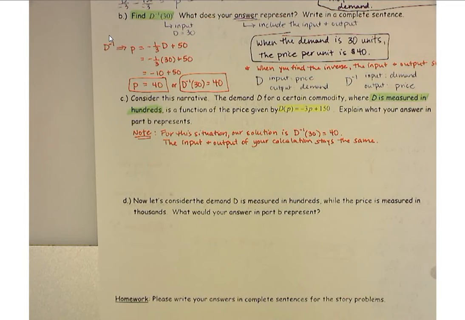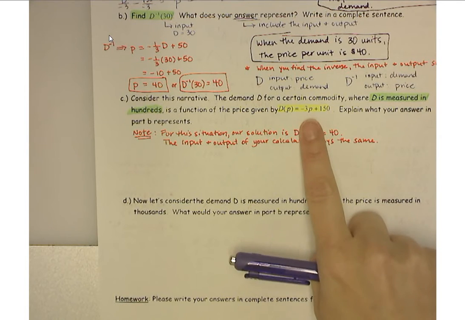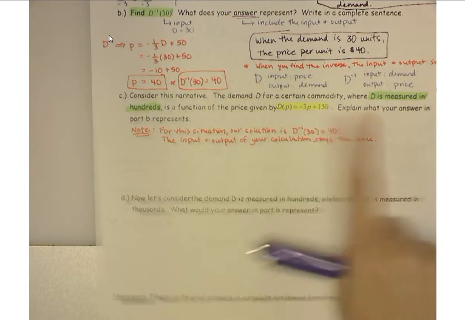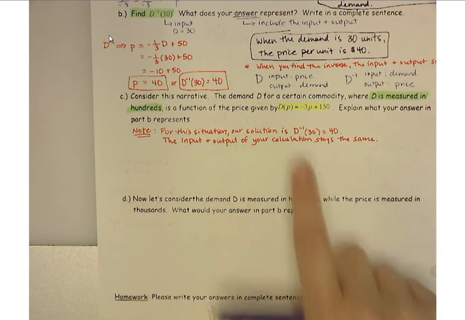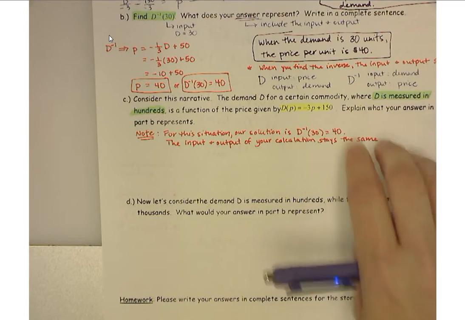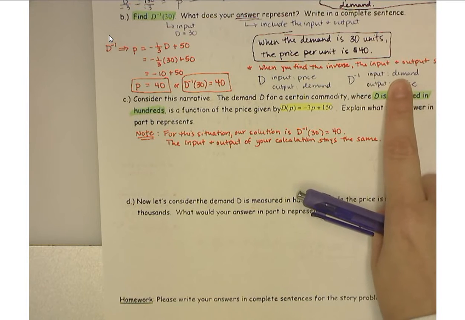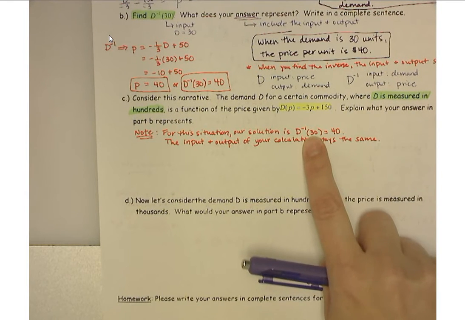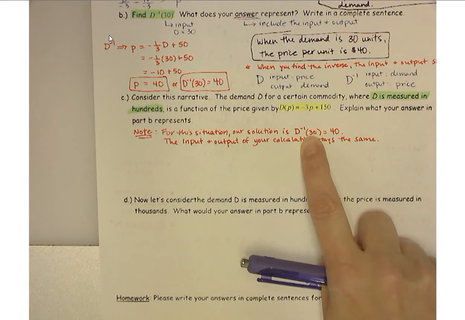If D is measured in hundreds, it doesn't mean that the price is measured in hundreds. It just means that this equation is going to represent something else. If your D value is measured in hundreds, remember your inverse value, your input is now your demand. Our input is 30. If that's measured in hundreds, really it's not 30. It's 30 units of 100. And we wouldn't say 30 hundred units. What would we say? 3,000.